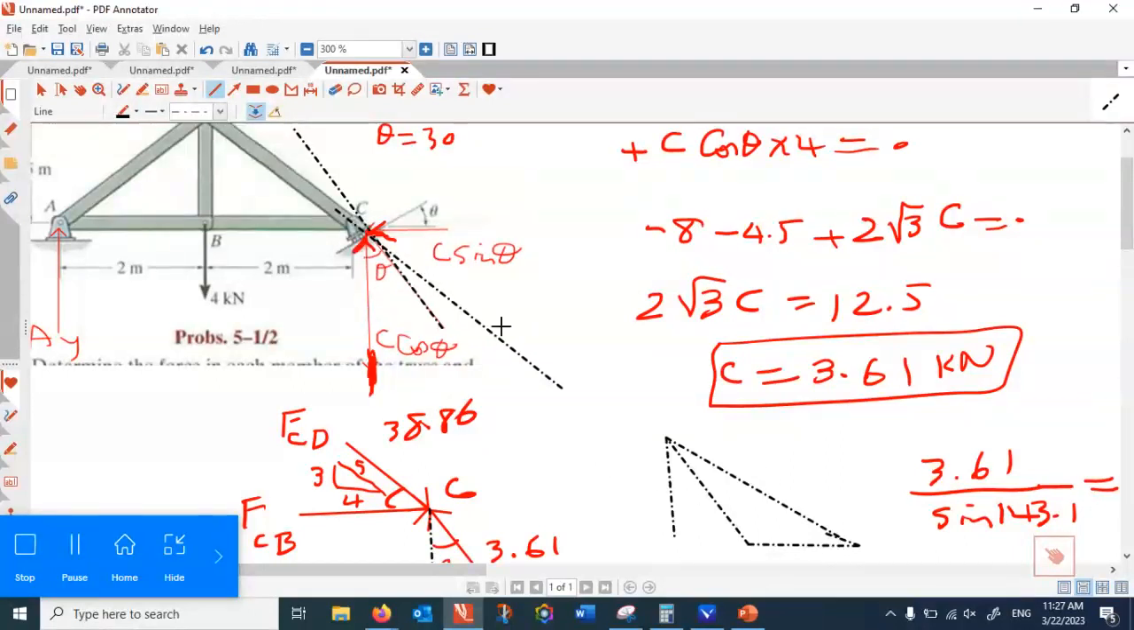This is 30 degrees here. And what can we say about this line? Oh, what can we say about this line? This line with vertical, that is this angle, right? So that is this one, which is 4/3 inverse tan.